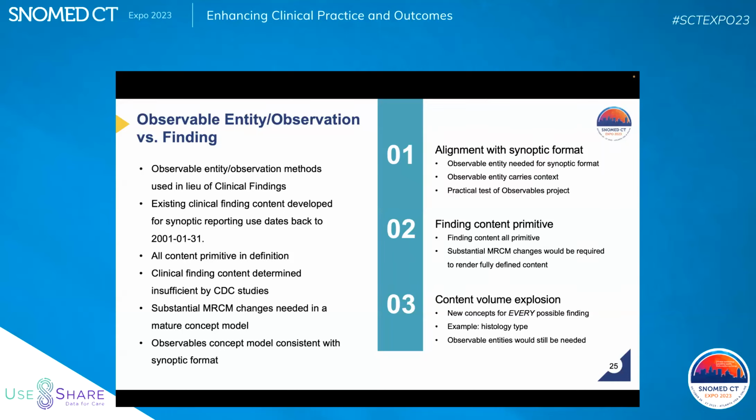The other thing that was important is, there are still people who want to use the tumor findings. But if we were going to be unambiguous with tumor finding definitions, we would have to make a tumor finding concept for every question answer pair in every synoptic data set. And just looking at histologic type, you would have hundreds of concepts that you'd have to maintain.